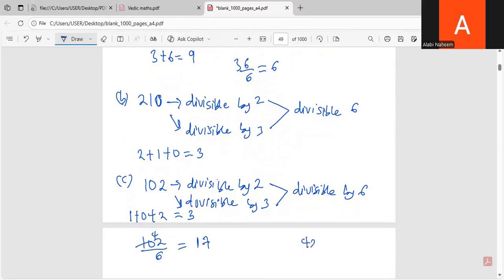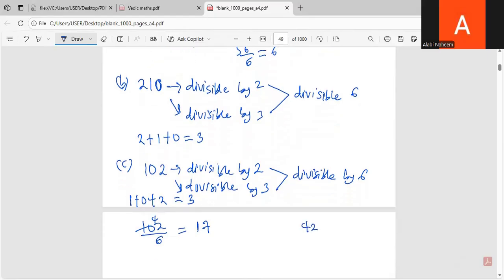42 ends in an even digit, which is 2, so it is divisible by 2, right? Is it divisible by 3? Let's confirm that. If the sum of the digits is divisible by 3, then the number itself is divisible by 3. 4 plus 2 is what? 6. Is it divisible by 3? Yes, it's divisible by 3. We can conclude that 42 is divisible by 6. And then you can see 102 divided by 6 gives 17.